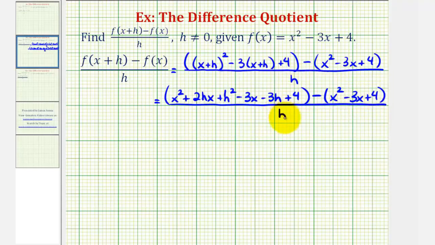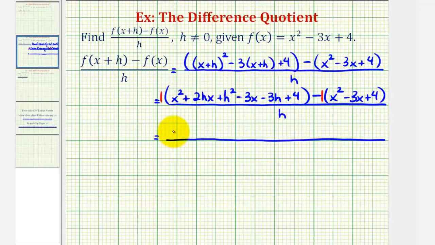This is still divided by h. Now we'll clear the parentheses in the numerator and combine like terms. So if it's helpful, we can think of distributing a positive 1 here, which won't change anything, but because of the subtraction, we can think of distributing a negative 1 if that's helpful.